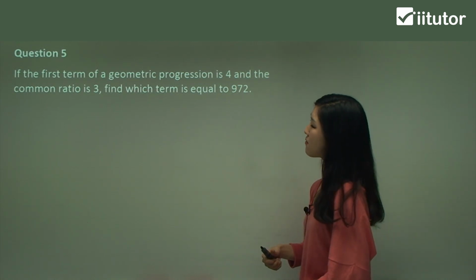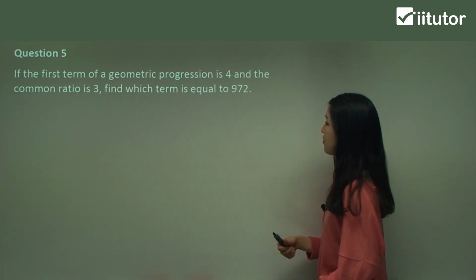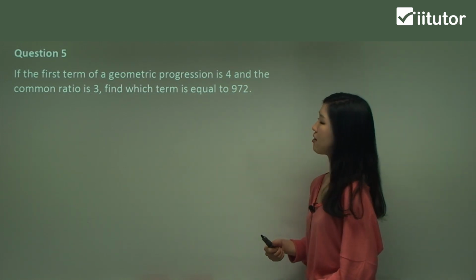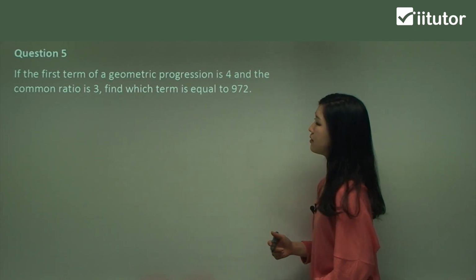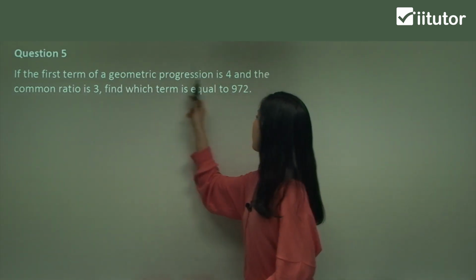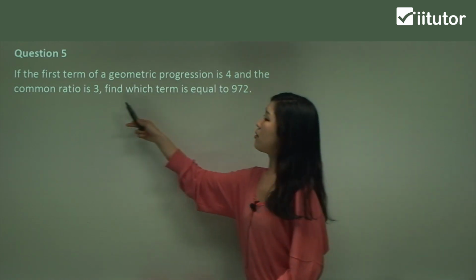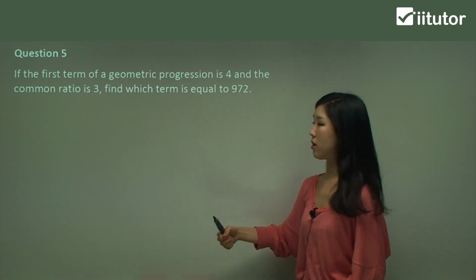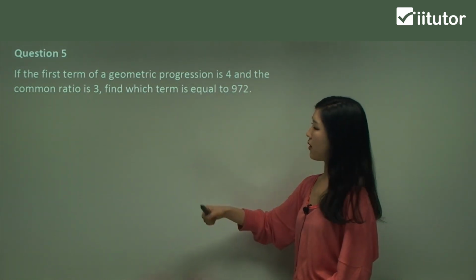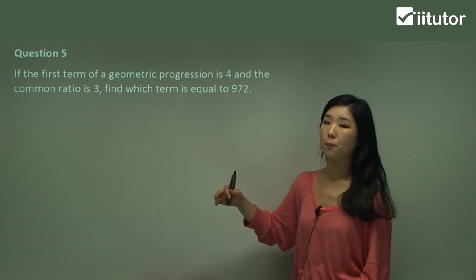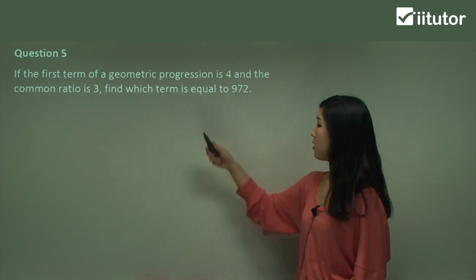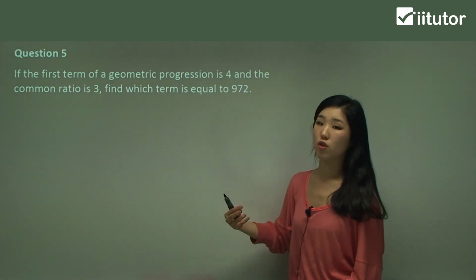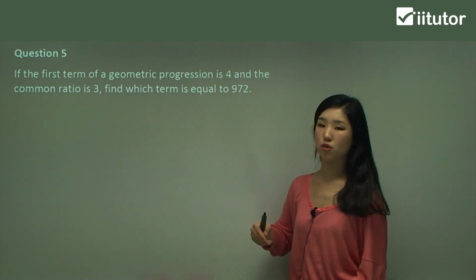Question 5. If the first term of a geometric progression is 4 and the common ratio is 3, which term is equal to 972? The first term is 4. Common ratio is 3, so this time they give us the first term and common ratio, so we don't have to go looking for it. So 4 and 3, and we want to find which term. What's the term n that makes this 972? Which term is 972?